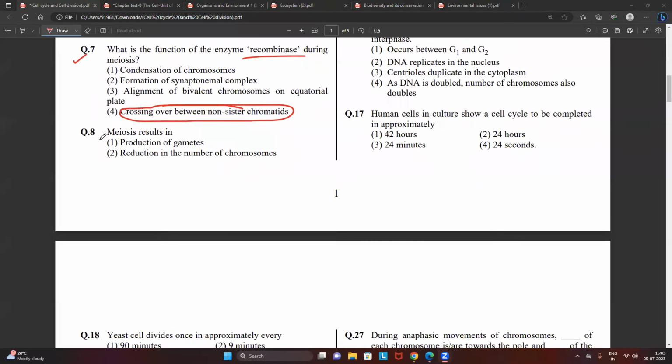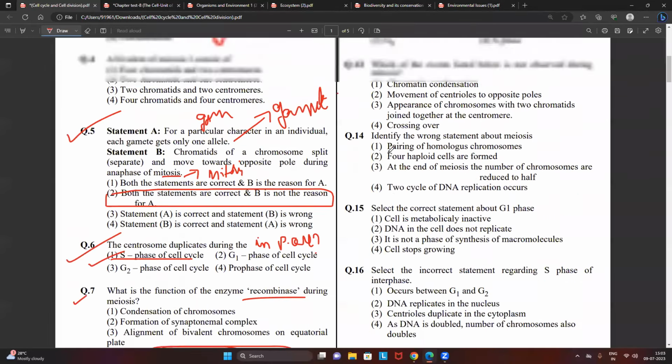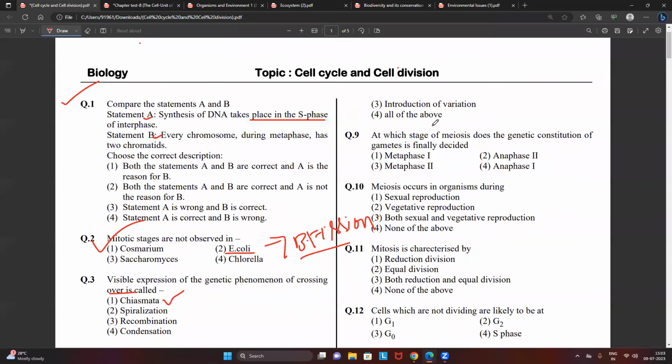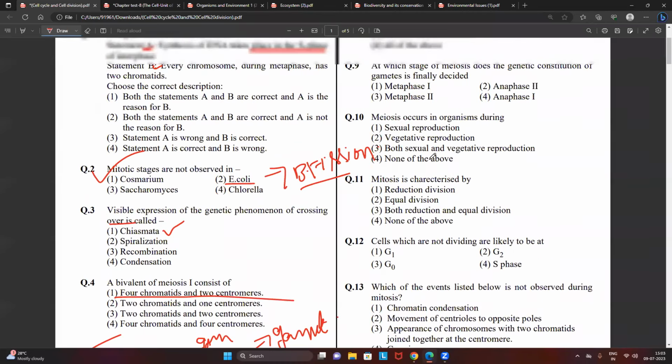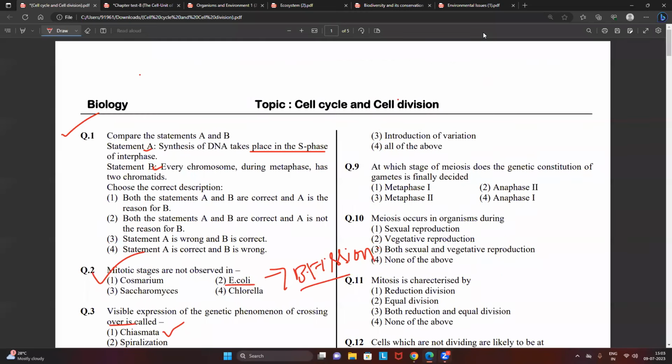Easy question. Meiosis results in, I will explain the statements. I want you people to give the correct answer. Meiosis results in production of gametes, reduction in the number of chromosomes. Option 3 says introduction of the variation, all of the above. I will show you the options: production of gametes, reduction in the number of chromosomes, and introduction of the variation. Obviously, what would be the answer? All the events are going to take place, right? Then obviously the answer is 4.